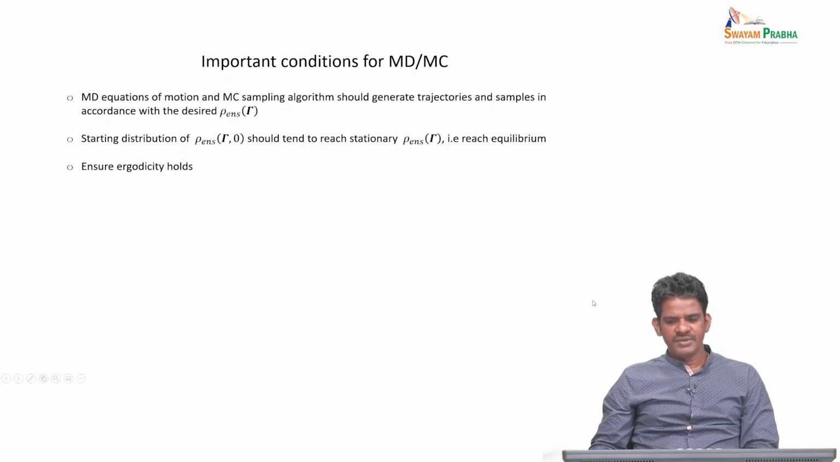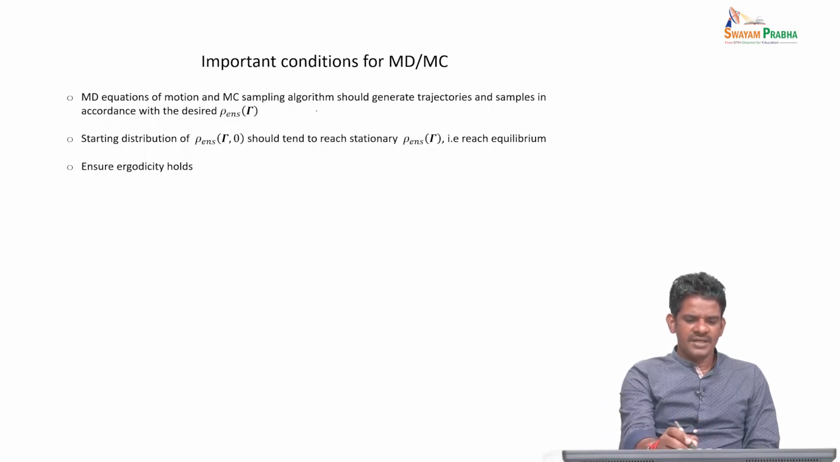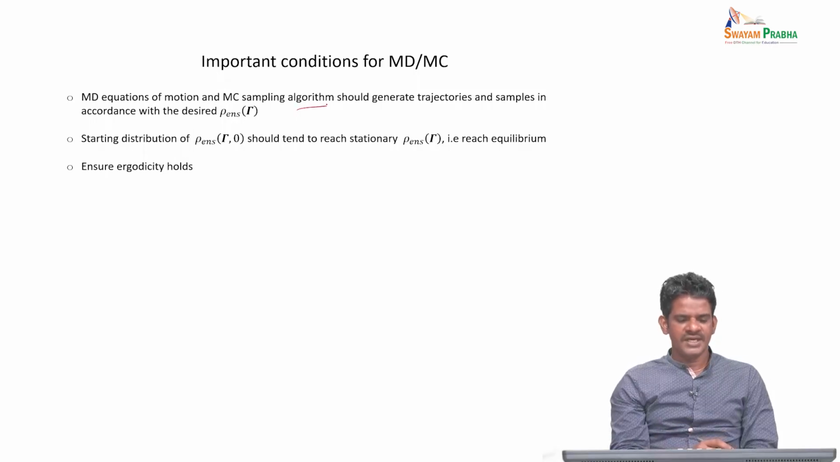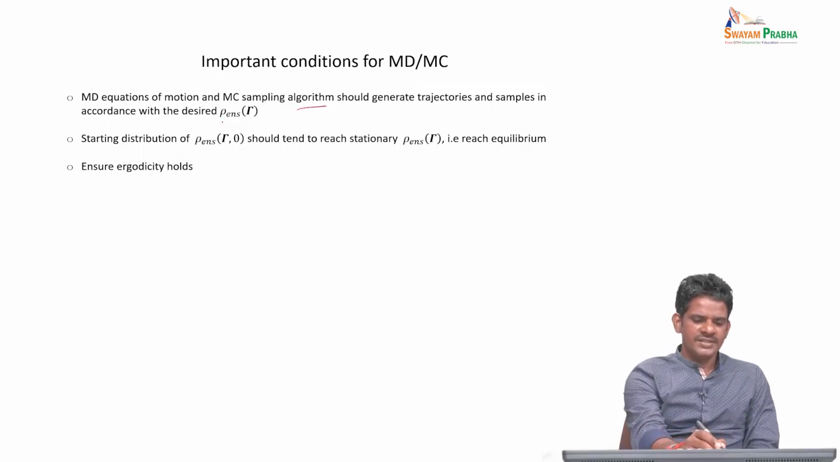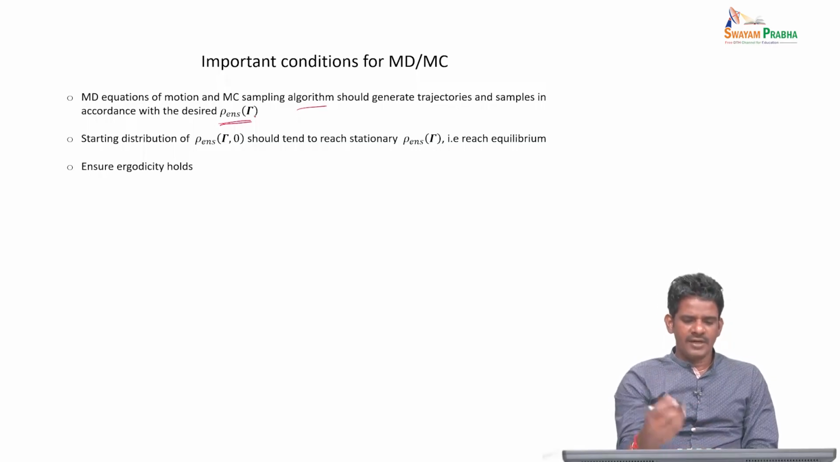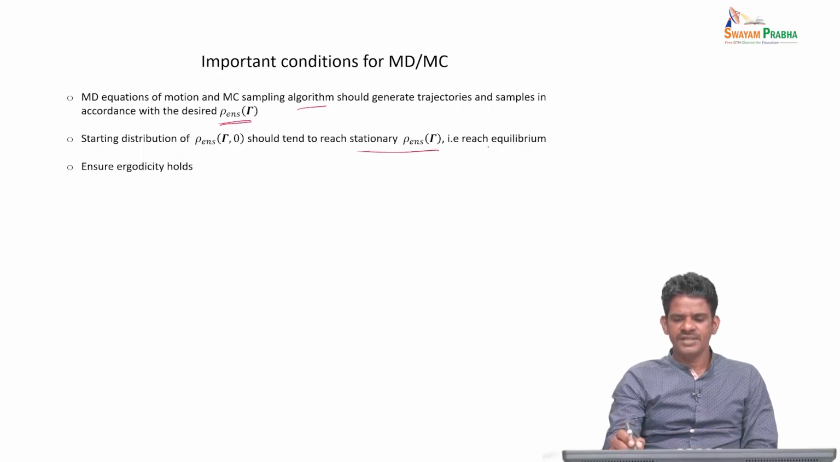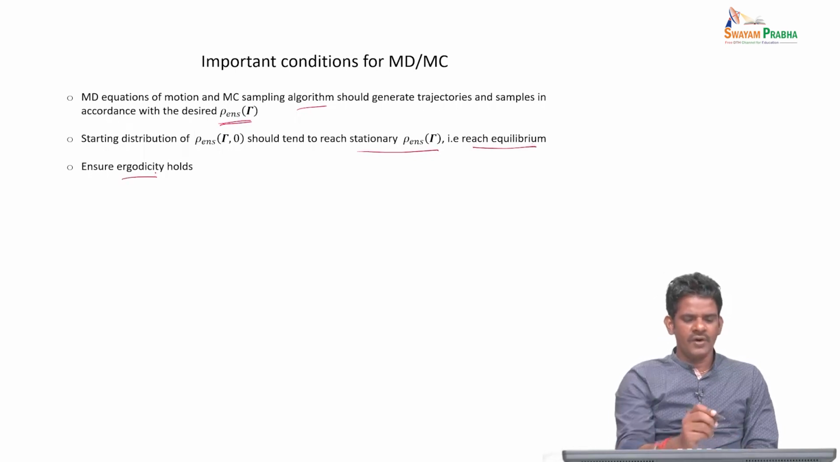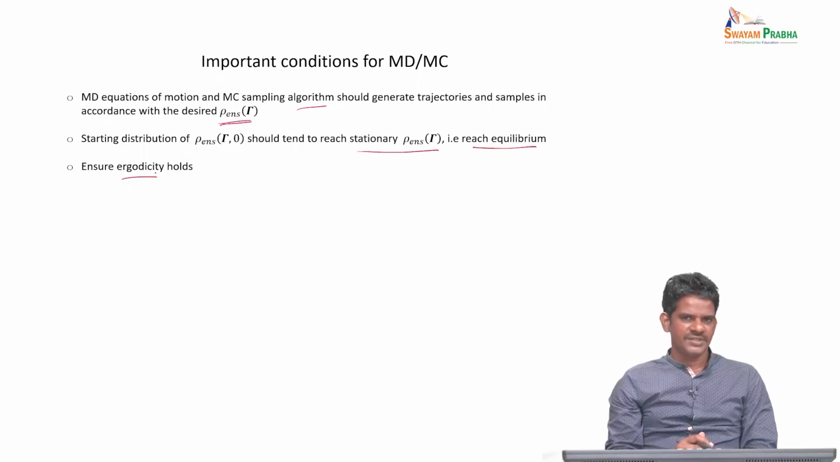Whether you do MD simulation or Monte Carlo simulation, all we need is numerical algorithms that are able to sample microstates given by the probability density function rho. This algorithm should ensure that it reaches a stationary distribution function, which basically means reaching an equilibrium state. And we also have to ensure that ergodicity holds, in the sense that the microstates visit all possible points in the phase space.